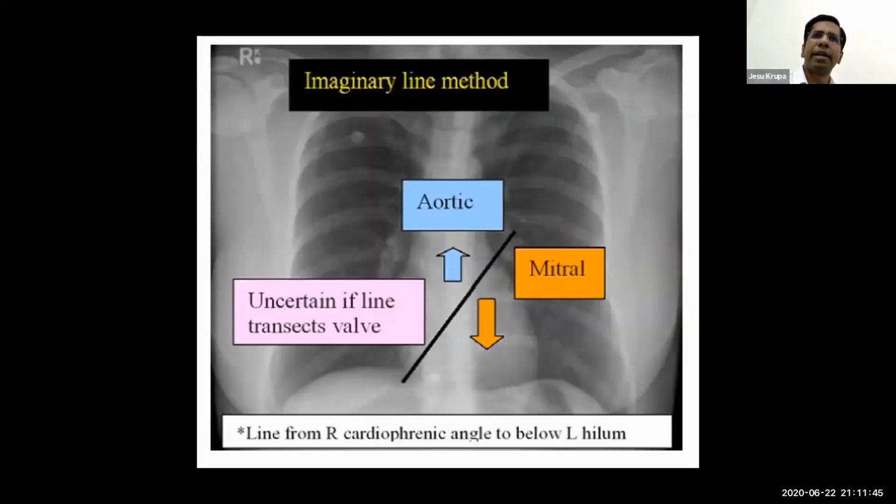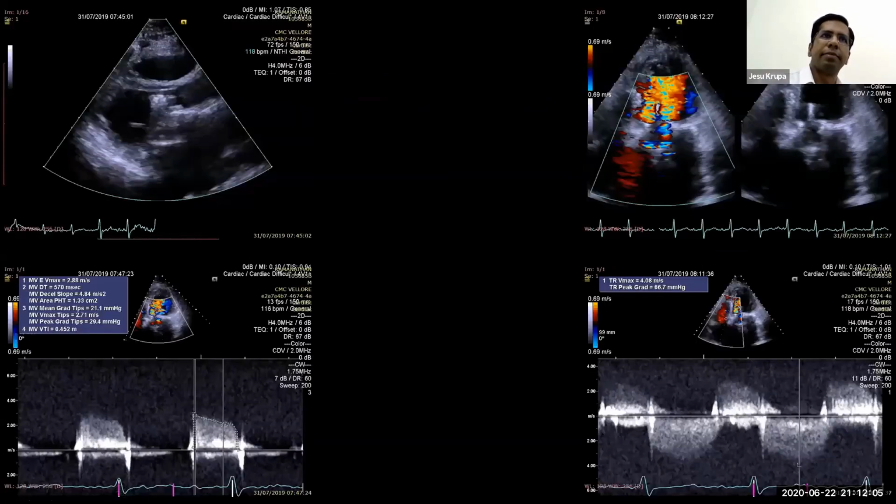So how do we recognize it? I said you take this right cardiophrenic angle and left hilum, and if the valve is below this line, it is likely to be mitral. Above that, it is aortic. It's not as simple and straightforward as that, but it suffices for now just to know this basic thing.